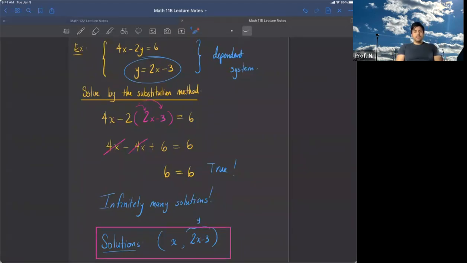Okay. So now we saw all scenarios. We saw 1 solution, we saw 0 solutions, and we saw infinitely many solutions using the substitution method.